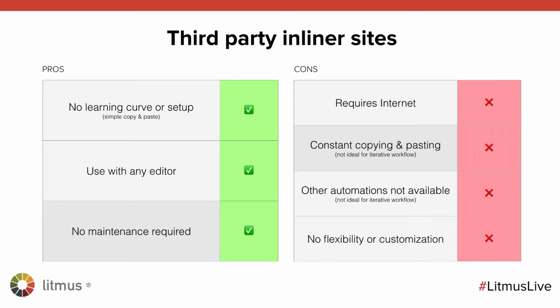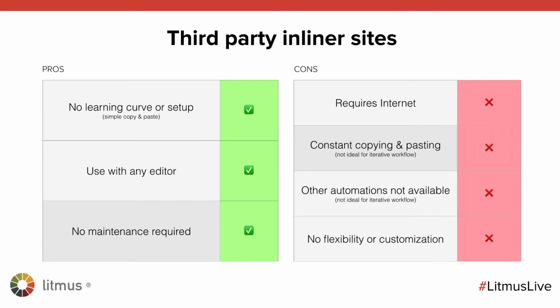Some of the cons: just to get inlining to work, it requires internet because you need to go to one of these sites. I know that can be a hang-up for some people sometimes. When you're using these copy and paste sites, it is constant copying and pasting, right? If you need to make a change, you have to go back, re-upload your HTML, reconvert, and then it's a back and forth process of sending a test email or testing in whatever email preview service you might be using. So it's not ideal for an iterative workflow.